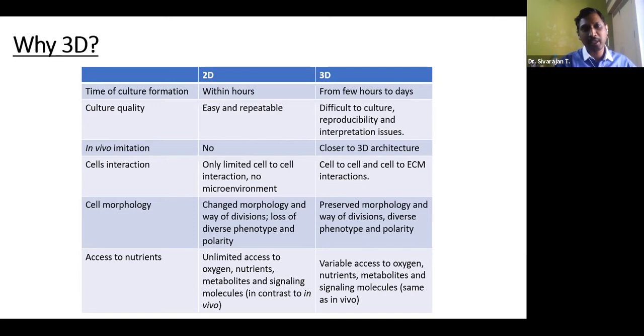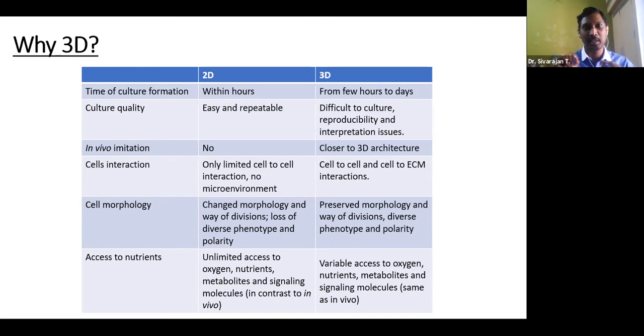So in 2D, there are very limited cell-to-cell interactions. It's just a layer of cells on a plastic surface. While in 3D, you have interaction between the cells in different dimensions, and also interaction of the cells with the extracellular matrix, which is very, very important. That's what I'm going to talk about today. And then also cell morphology changes.